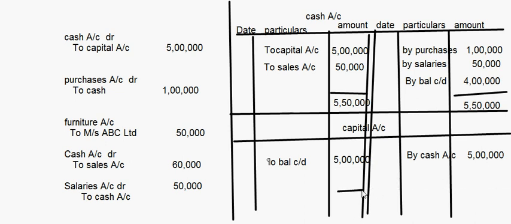Sorry, 5 lakh. So like this, all the accounts are balanced. This is called balancing of the ledger accounts. With that, I would come to the end of this session. In the next session, we'll take up some more journal entries and try to make a proper ledger and find out the balances of those accounts.